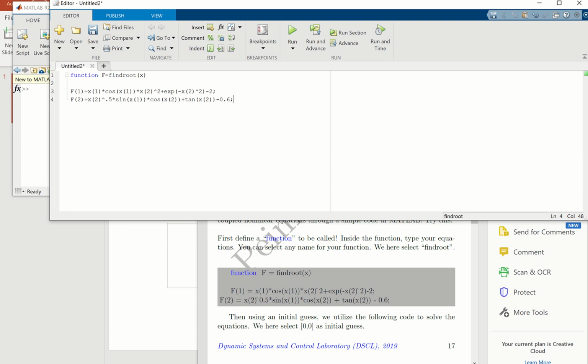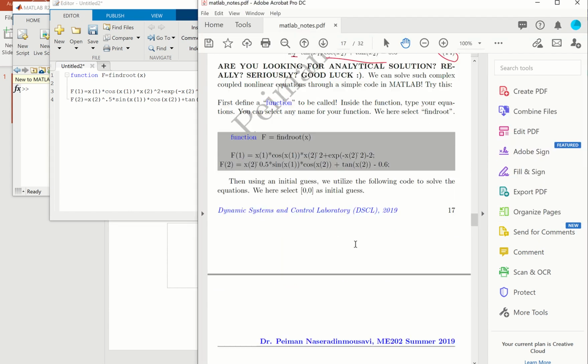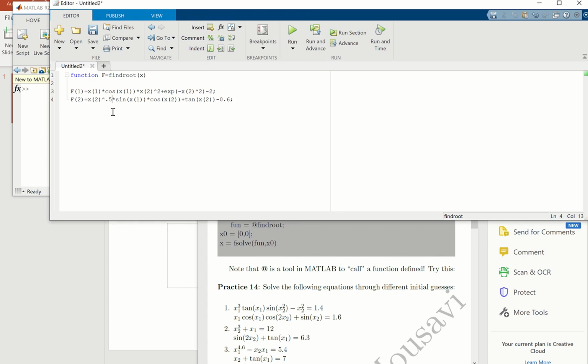Now, using the initial guess, we utilize the following code to solve the equations. Because you have two variables, x1 and x2, I'm selecting the initial guess. This guess can be made by you. So I'm saying that my initial guess is 0 and 0. So what we're going to do is use the code for that. Now I have to save it.